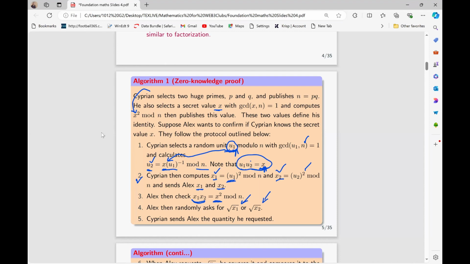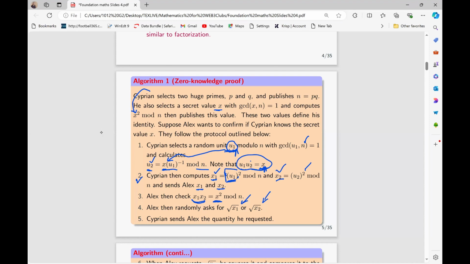And since Cyprian knows what x1 is, he took x1, and this x1 was what? X1 was the square of u1. So he knows that the square root of x1 is just the square root of this, which is u1. So it's very easy for Cyprian to give that information.